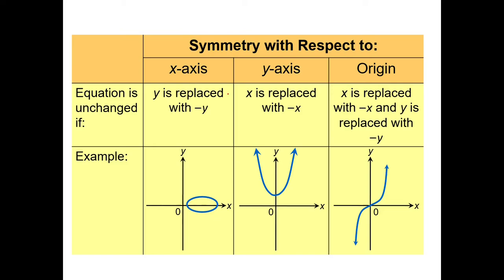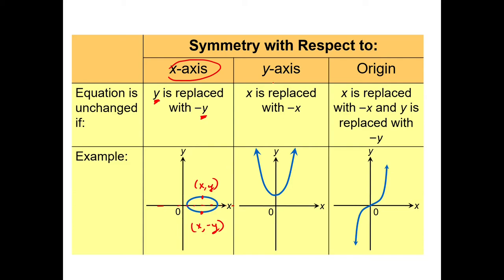Let's recap. You are symmetric about the x-axis if you replace y with negative y and get the same equation. Looking at this example, I have a point, let's call this (x, y). It gets reflected across the x-axis to the point (x, negative y). So it would have symmetry about the x-axis.